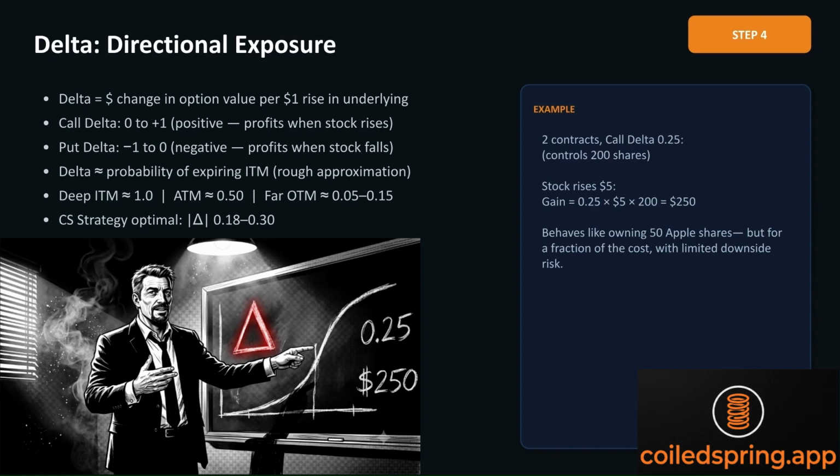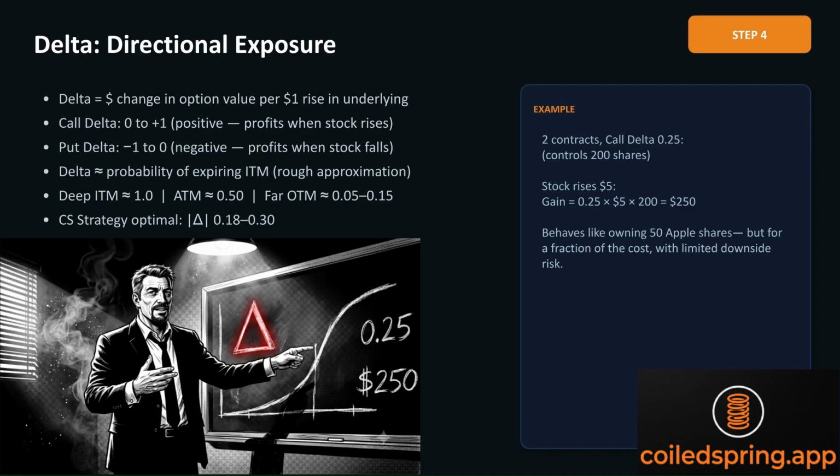Now let's understand the two sides. Call options have positive delta, ranging from 0 to plus 1. Positive because calls profit when the stock rises. The higher the delta, the more the option moves with the stock. Put options have negative delta, ranging from minus 1 to 0. Negative because puts profit when the stock falls. A put with delta minus 0.30 gains 30 cents per share for every $1 the stock drops. For the rest of this explanation, I'll focus on calls, but the logic is perfectly mirrored for puts, just flip the direction.